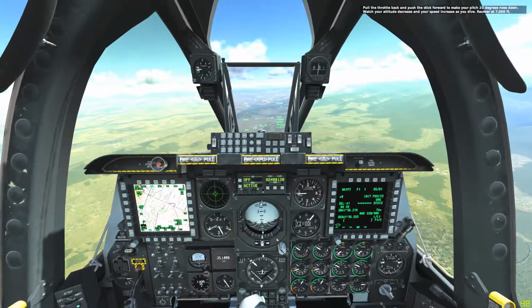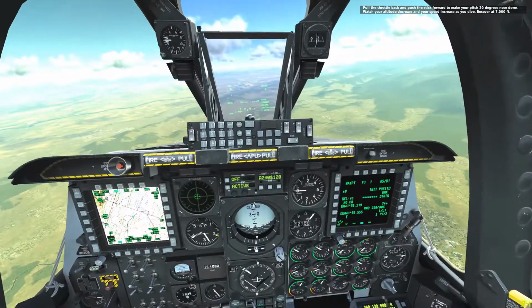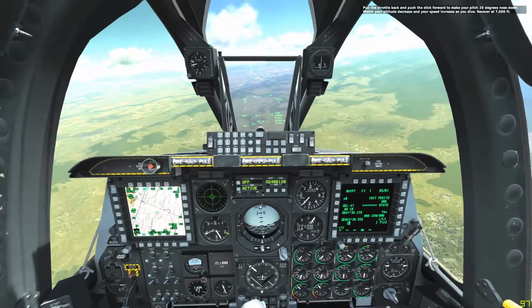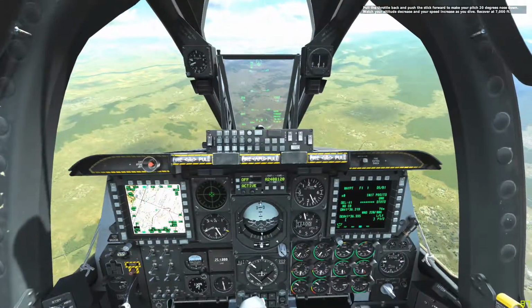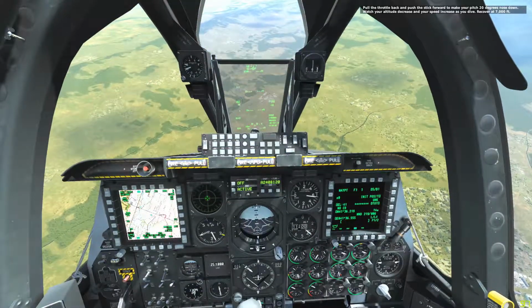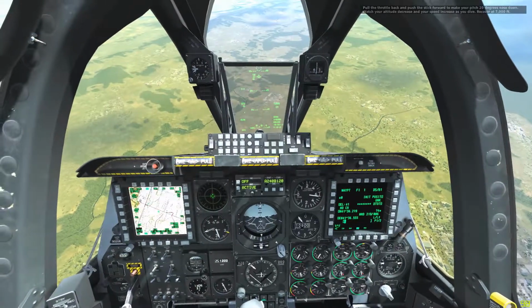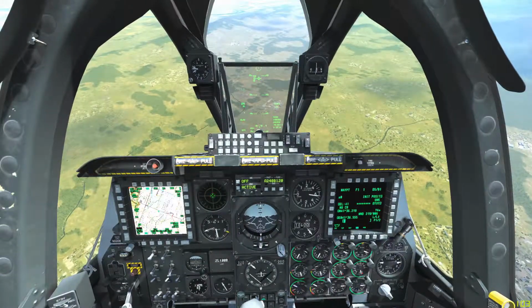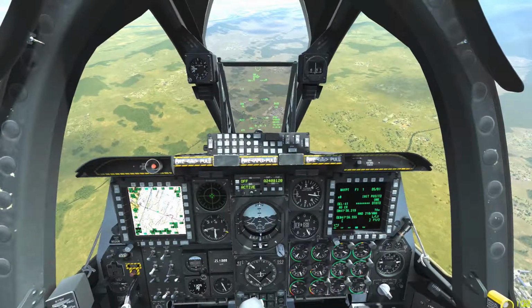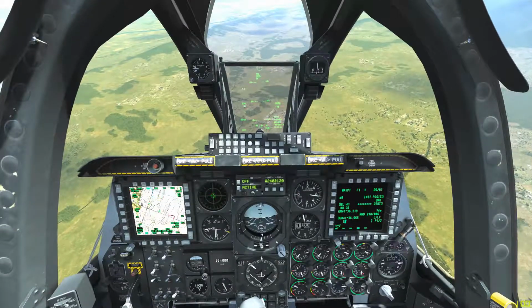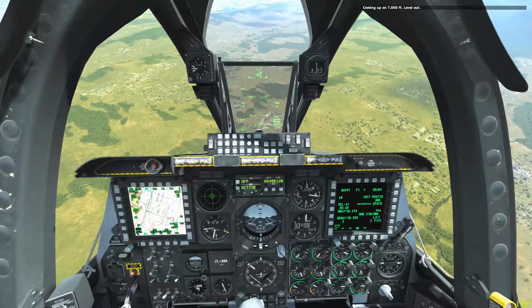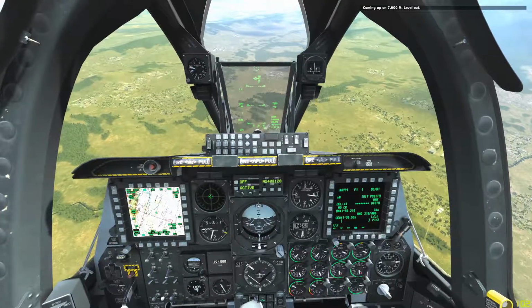Pull the throttle back and push the stick forward to make your pitch 20 degrees nose down. Watch your altitude decrease and speed increase as you dive. Recover at 7,000 feet. Coming up on 7,000 feet, level out.